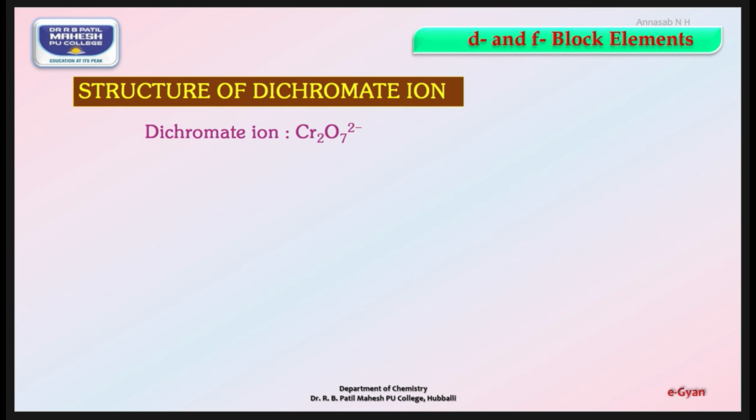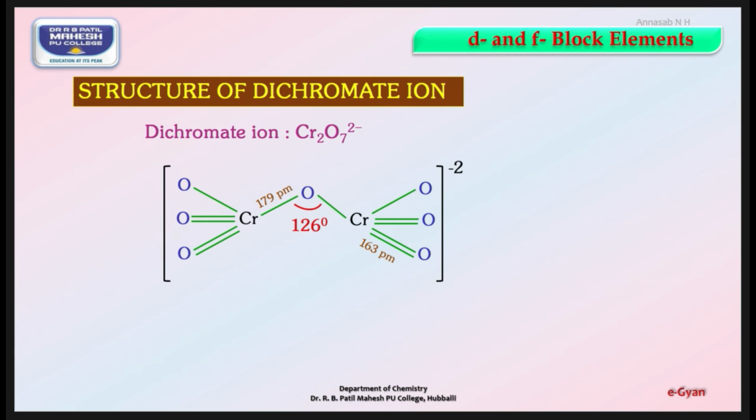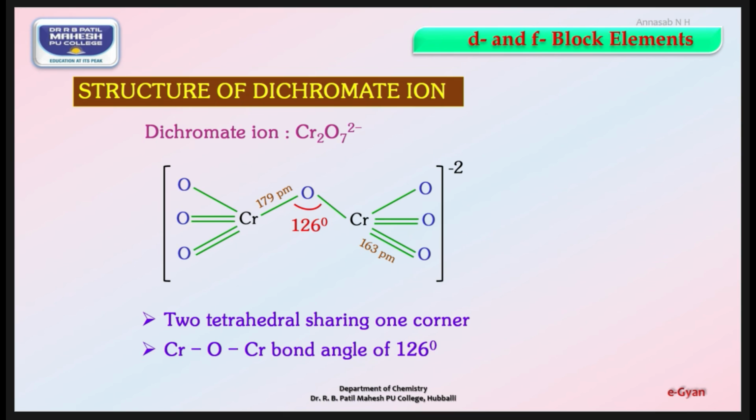Similarly, structure for dichromate ion, the formula is Cr2O7 2-, and which is like this. Again, there is a presence of 2 tetrahedral units which are joined together by one of the oxygen atoms with a bond angle of 126 degrees. 2 tetrahedra sharing one center. Chromium oxygen chromium bond angle is 126 degrees. Here also there is a presence of 2- charge. One oxygen atom has a minus charge, another oxygen atom has a minus charge, and this oxygen atom satisfies its valency by sharing with 2 different chromium atoms.